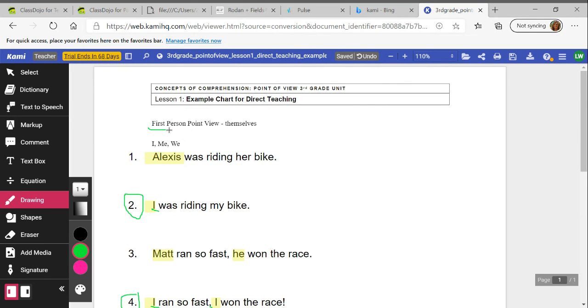So as a review, first person point of view is when I'm talking about myself. I, me, or we are the clue words. Today, you're going to practice by reading some sentences and figuring out which sentence is first person.